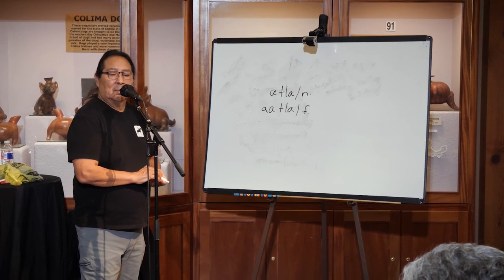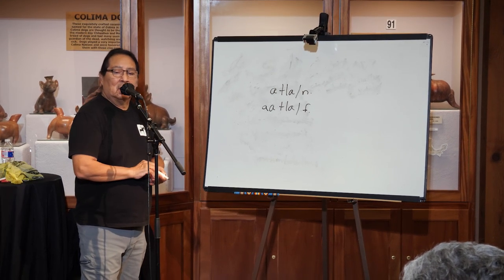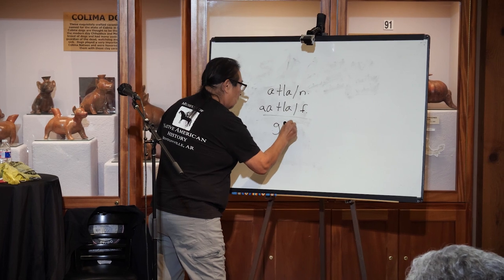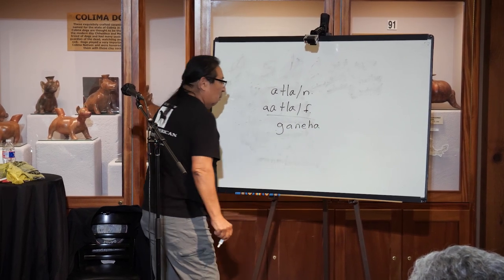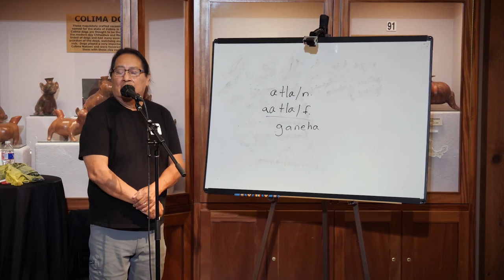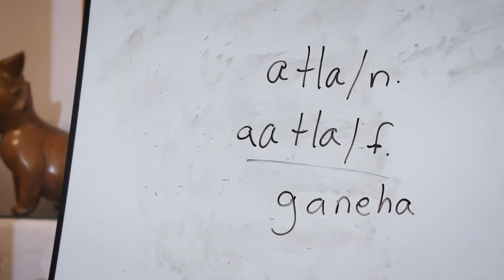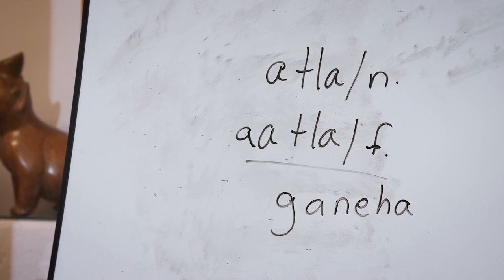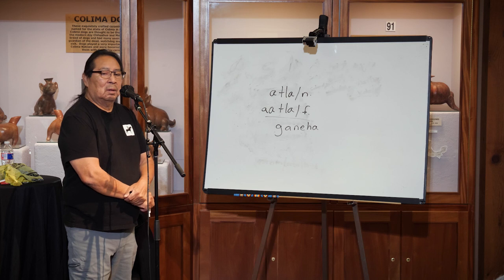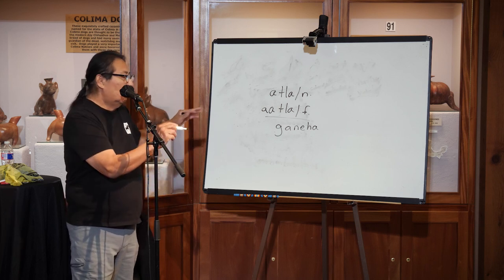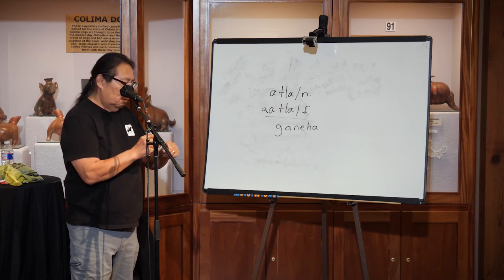Okay, then let's say some of that water spilled out of the bottle. Ganeha. It's out there on a table, that water is ganeha. Or you can talk about some of these lakes around here. You can say ama ganeha. There's water there, because it's a whole body of water, ganeha.